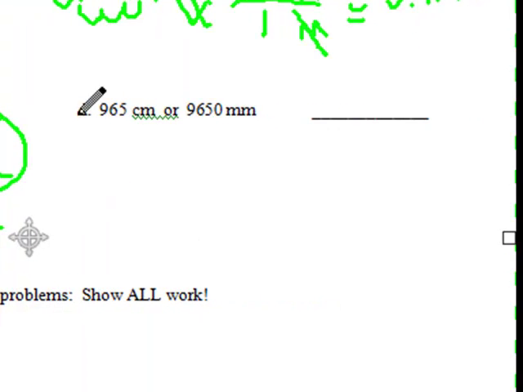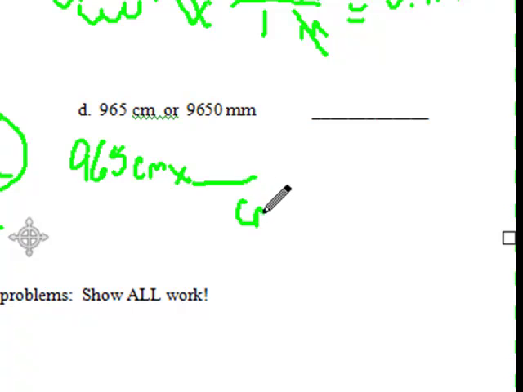And the last one, we got 965 centimeters or 9650 millimeters. So pick one and let's convert it to the other. I'll take centimeters and convert it to millimeters. So I'll just start with 965 centimeters. I want to get rid of centimeters, so without even thinking I put centimeters on the bottom because I know they're going to cancel out algebraically, and I'm going to end up converting to whatever I put up here.